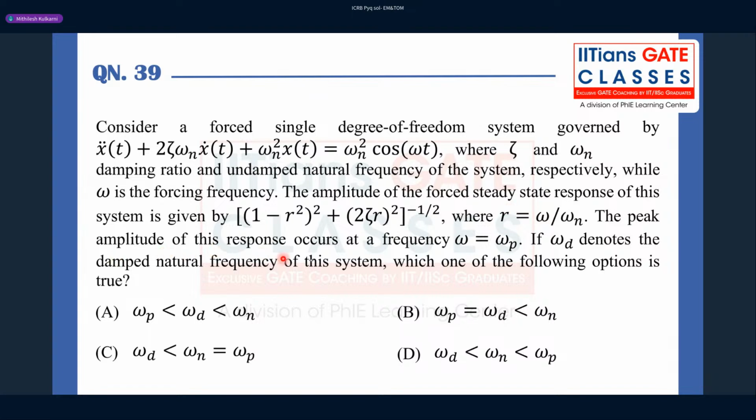The peak amplitude of this response is at the frequency omega is equal to omega p. If omega d denotes the damped natural frequency of the system, then which of the following options is true? So omega d is the damped natural frequency, omega n is the natural frequency, and omega p corresponds to the peak amplitude. So we have to define a relationship between omega n, omega d, and omega p. Let's try to solve this question.